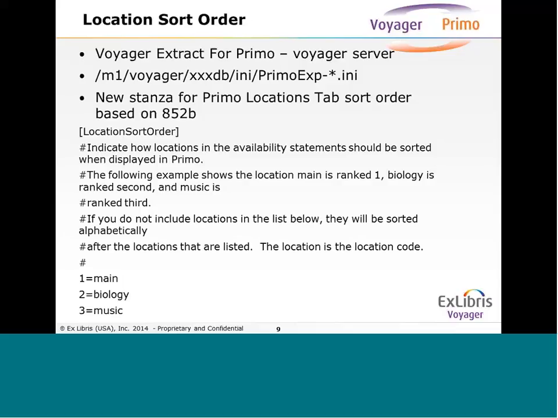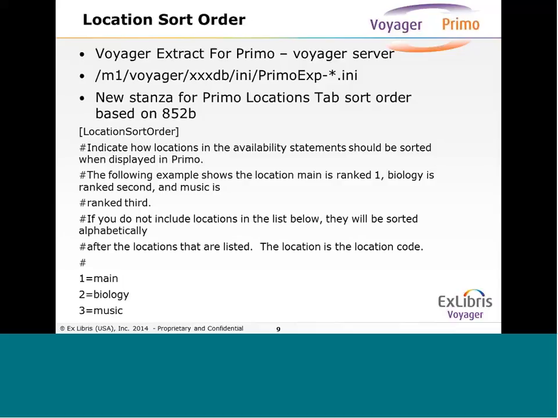So main, biology, music, etc. And you would list as many as you care about for the first however many locations in Primo. After that, you just stop entering. So once you no longer care about specific sort order, stop entering locations.